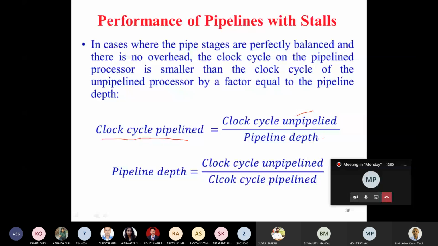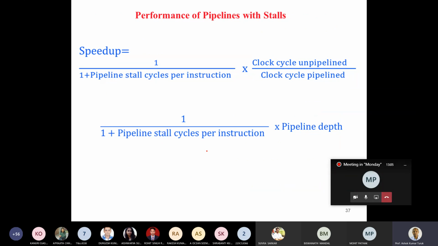Then I can write the pipeline depth as equal to the clock cycle of the unpipelined machine divided by the clock cycle of the pipelined machine. Let's substitute this into the previous equation. The previous equation is 1 divided by 1 plus the pipeline stall cycles per instruction, multiplied by the clock cycle of the unpipelined machine divided by the clock cycle of the pipelined machine, and this part of the equation is nothing but the pipeline depth.